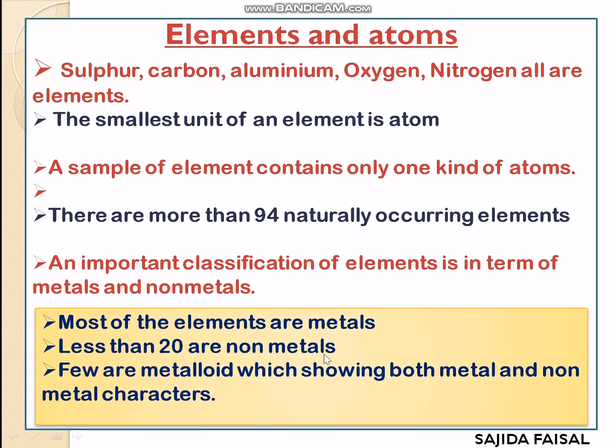Naturally, about 20 are non-metals. But a few show both metal and non-metal characteristics. This type of element is called a metalloid. Metalloid means showing both metal and non-metal characteristics.